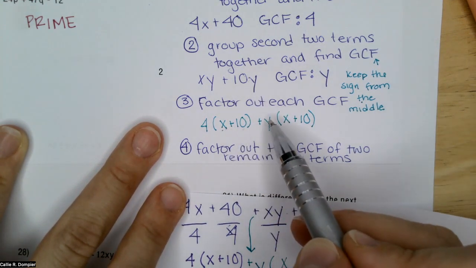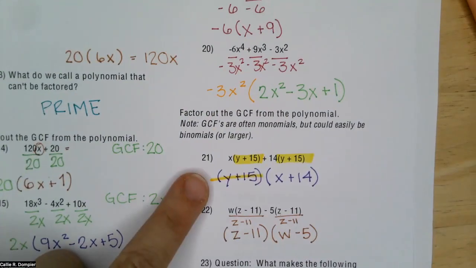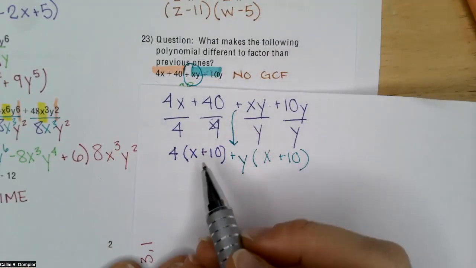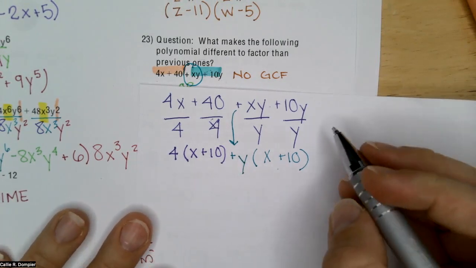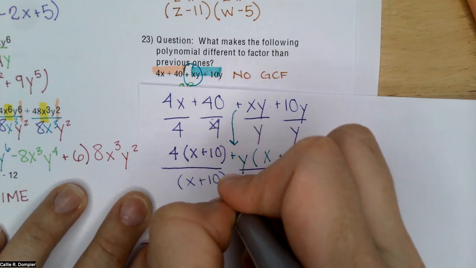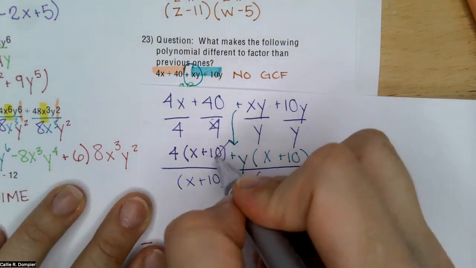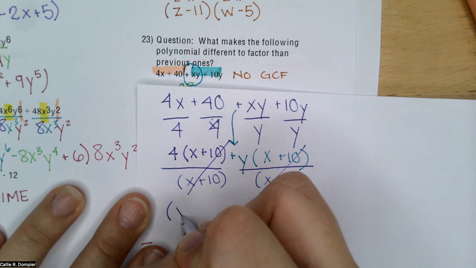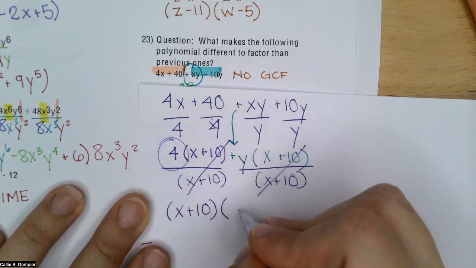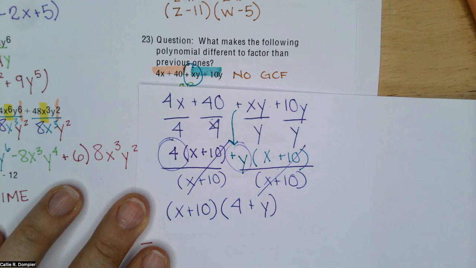Four times the quantity x plus 10 plus y times the quantity x plus 10 becomes just like up here. Okay. 4 times x plus 10 plus y times x plus 10, factor out the greatest common factor, which is now x plus 10. Always put that greatest common factor out front. So x plus 10 times 4 plus y.